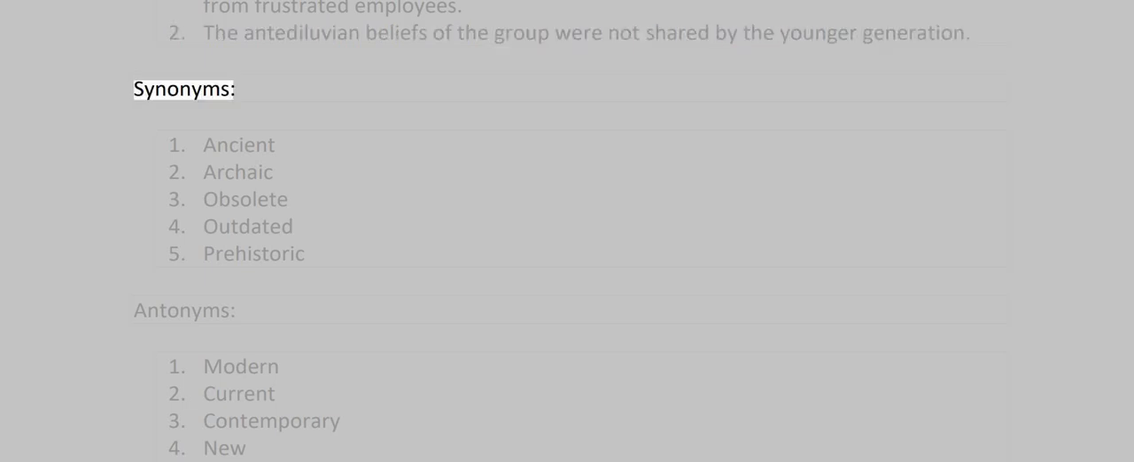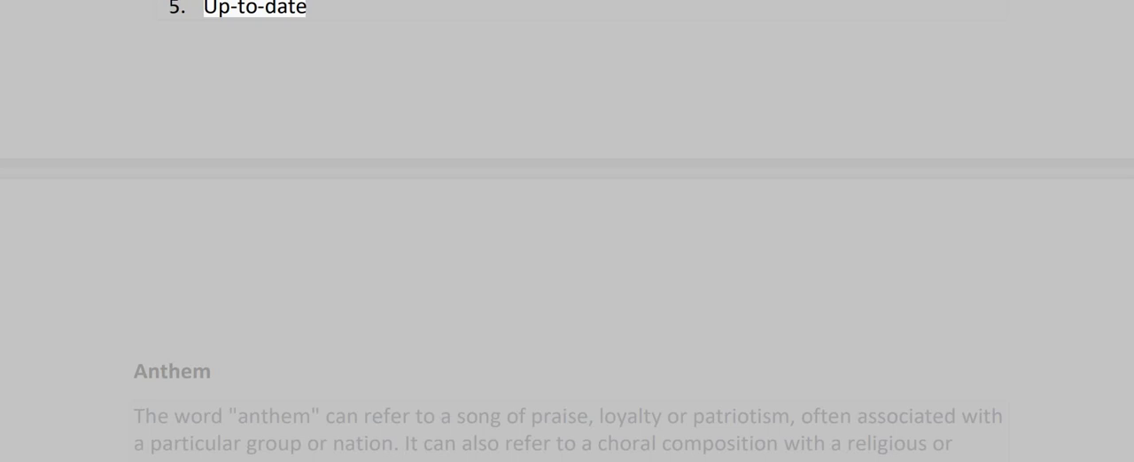Synonyms. 1. Ancient. 2. Archaic. 3. Obsolete. 4. Outdated. 5. Prehistoric. Antonyms. 1. Modern. 2. Current. 3. Contemporary. 4. New. 5. Up to date.